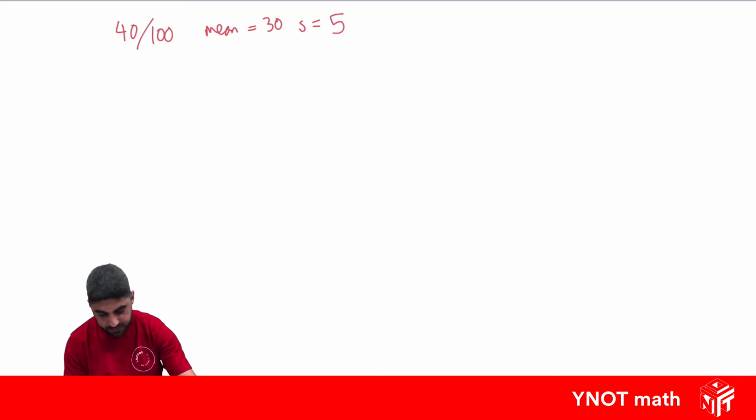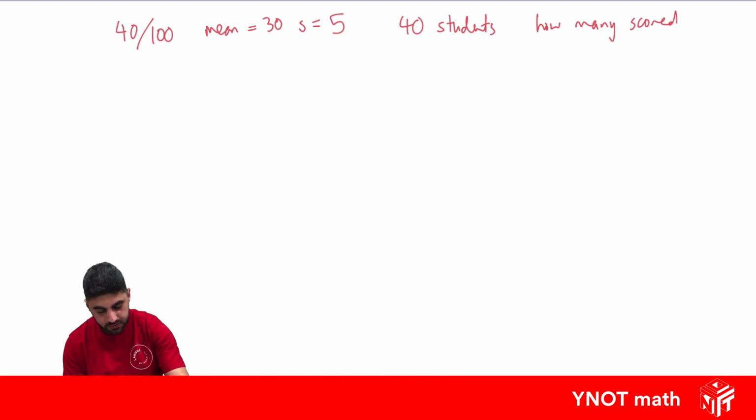Now, in the second case where we got 40 out of 100, we'll just write those values again. We got 40 out of 100 with a mean of 30. The mean was 30, and the standard deviation was 5. Now, if 40 students did the test, so 40 students sat the test, how many scored between 20 and 35?